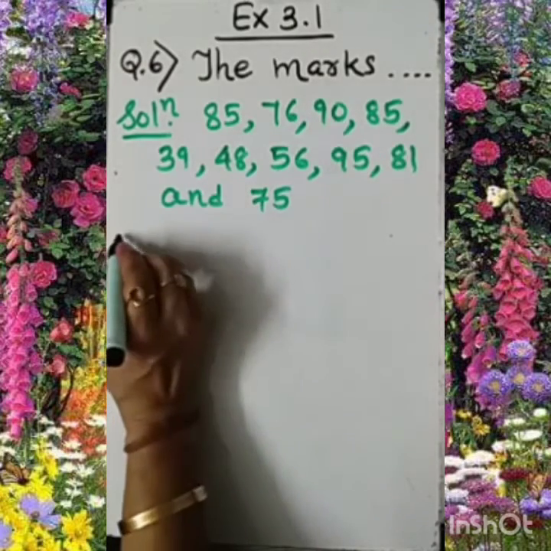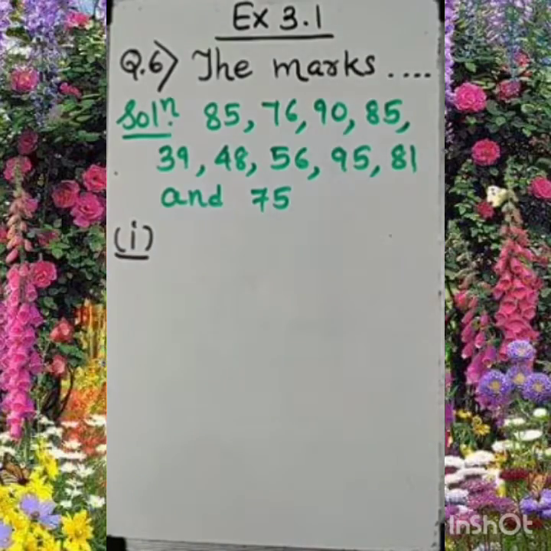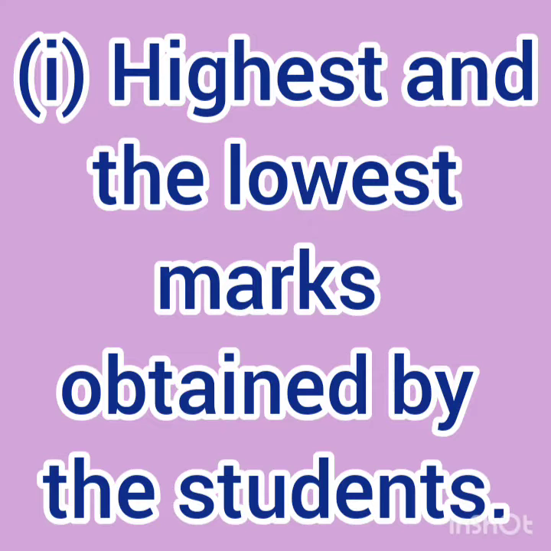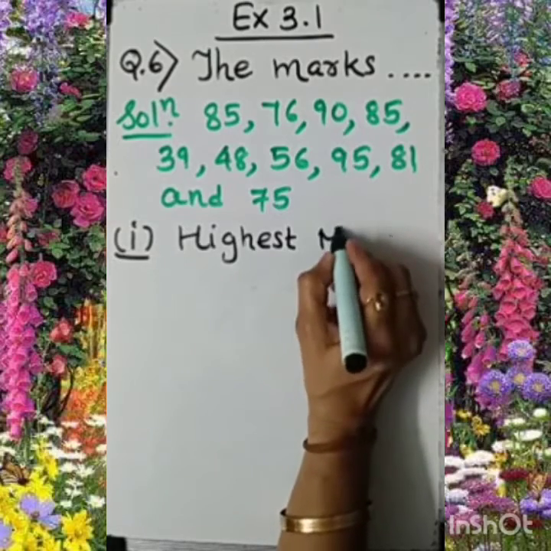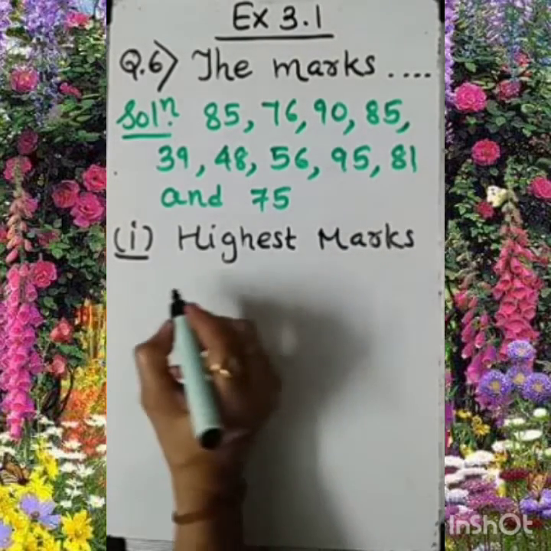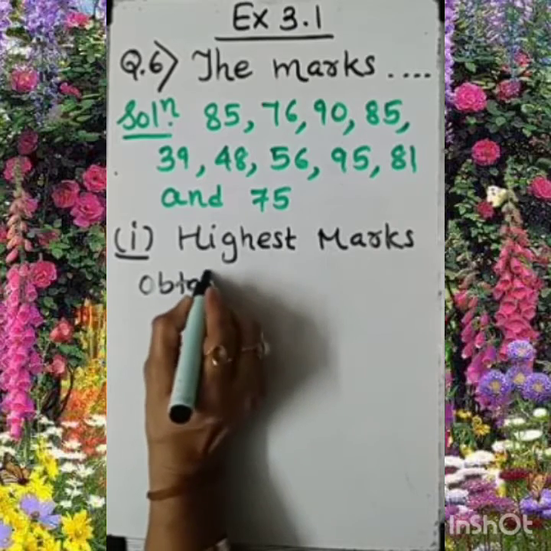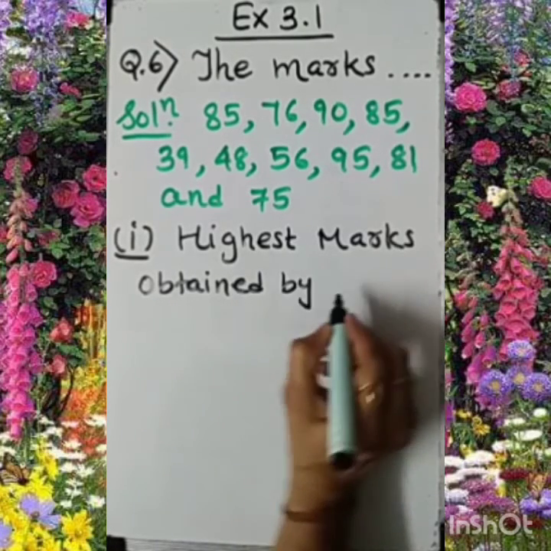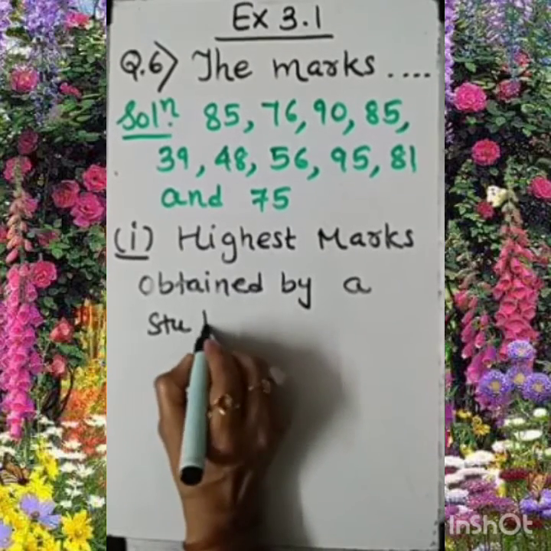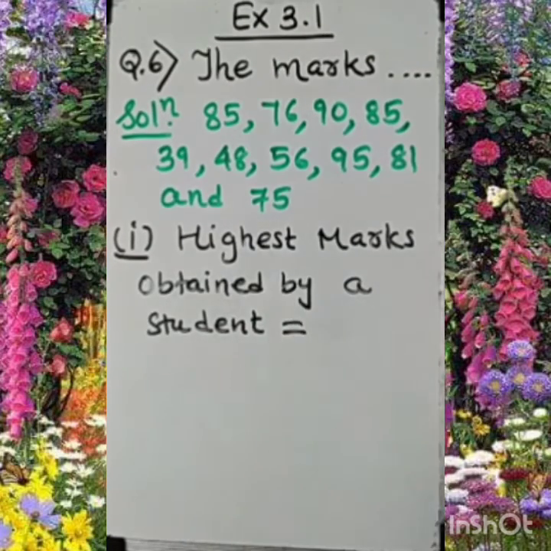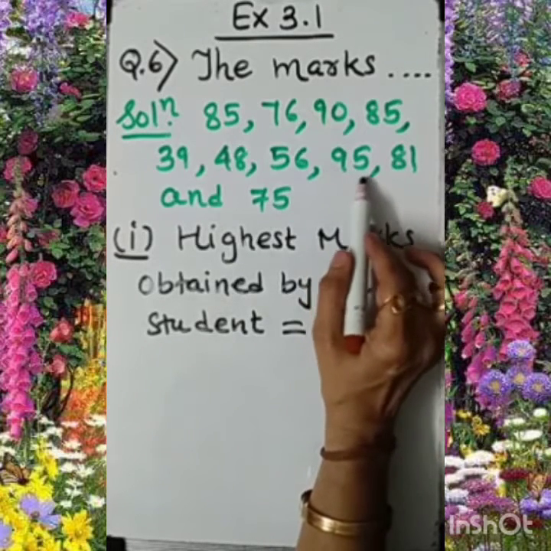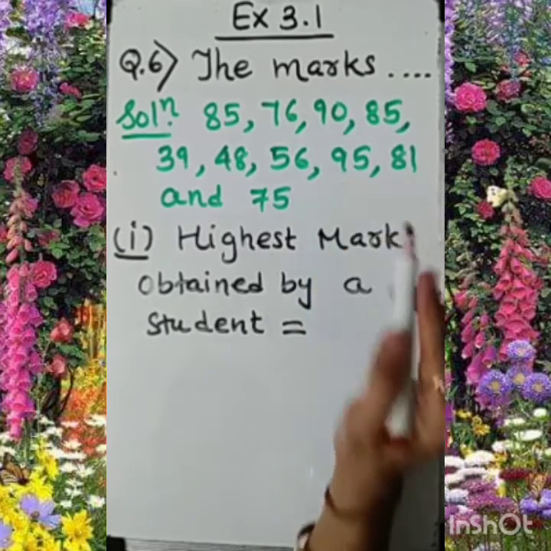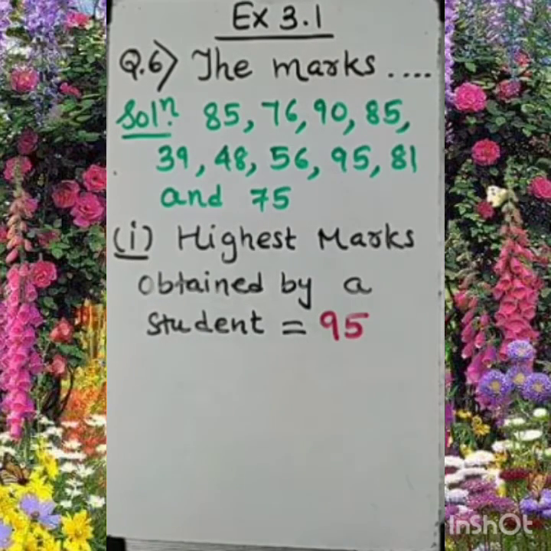The first question asks for the highest marks and the lowest marks obtained by the student. So let's have the highest marks obtained by a student. If we observe all these observations, which one is the highest? I can see here 95 is the highest marks. That is the biggest number. So this is 95. Got it?